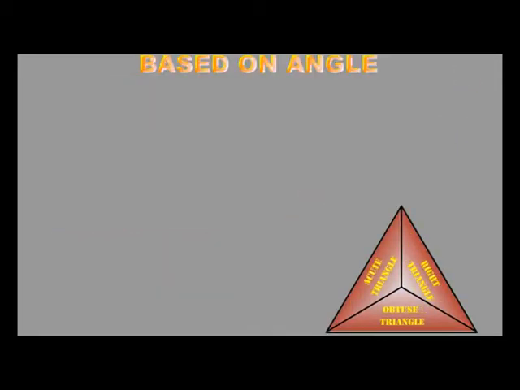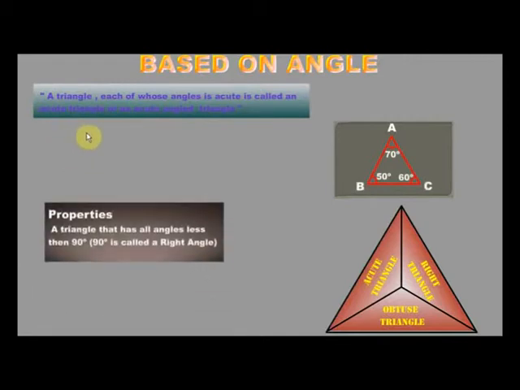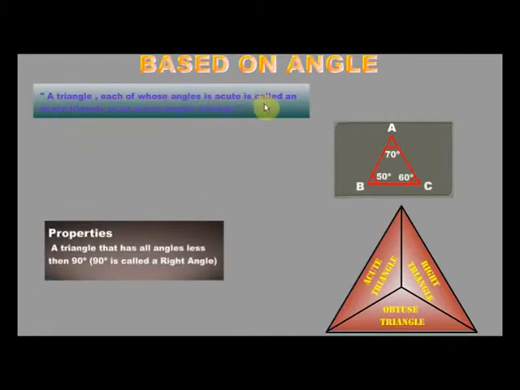Now let's see the different types of triangles based on the measure of the angles. There are three types of triangles: the acute triangle, right triangle, and the obtuse triangle. So let's first see what we mean by an acute triangle. What is an acute triangle? We can say that a triangle, each of whose angles is acute, is called an acute triangle or an acute angle triangle. An acute angle is an angle whose measure is less than 90 degrees.